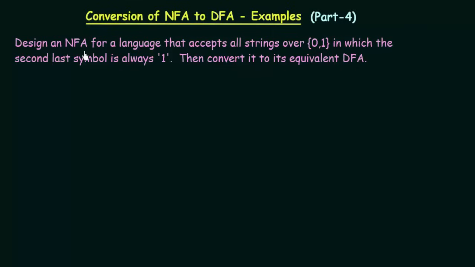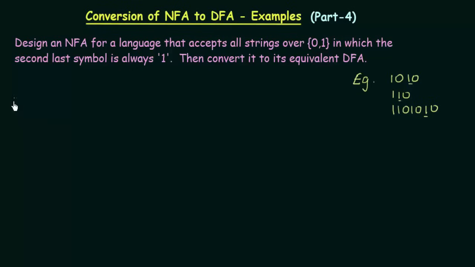So what we have to do is design an NFA for a language that accepts all strings in which the second last symbol is always 1. For example, the strings that it should accept are strings like 1010. See, the second last symbol is 1. Or let's say 110, or let's say 1101010. See, the second last symbols are always 1. These kinds of strings should be accepted by our NFA. So first we will design the NFA and then we will convert it to its equivalent DFA. So let's see how we can do this.